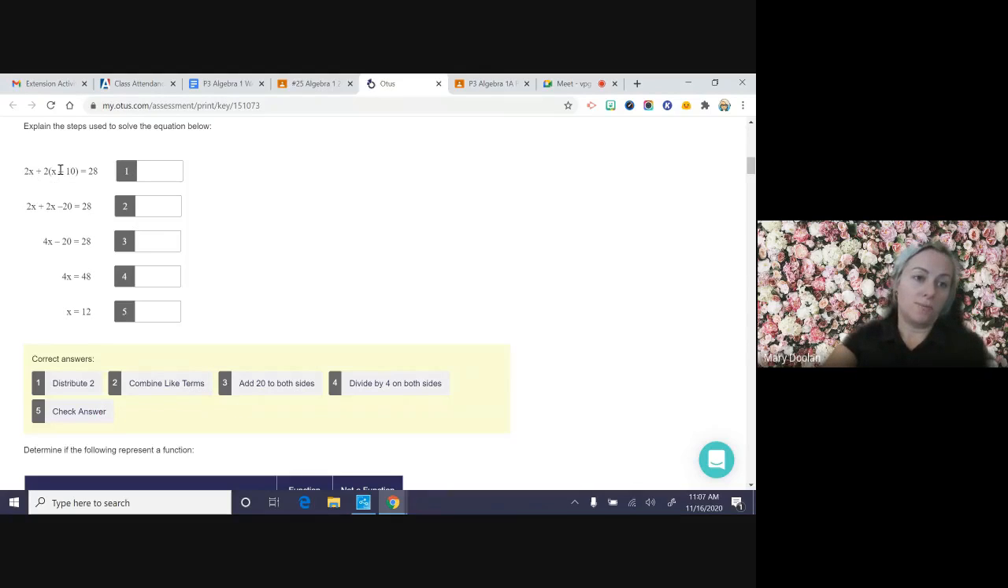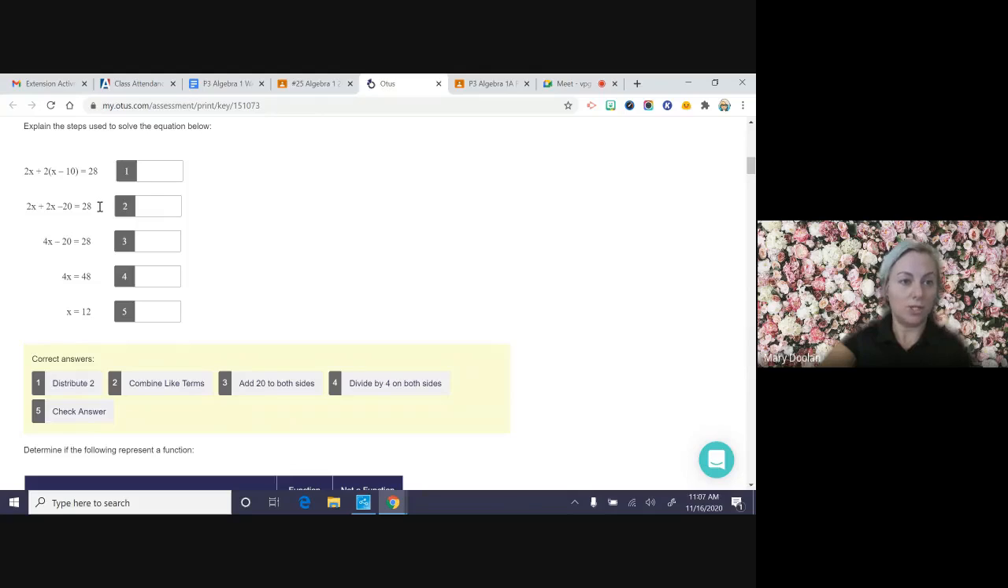So to go from this equation of 2x plus 2 times the quantity of x minus 10 equals 28 to the line below it, it changes, okay? So it turns into 2x minus 20. That changes because we're using the distributive property. Okay, so number 1 box is distribute 2. I can't click and drag these because this is just the answer key, but they are numbered out so you can see they make sense. So first step, distribute 2.